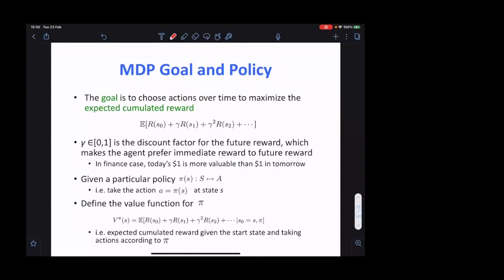So this is what I am trying to say. That's why the value function of a given state depends on the initial state, but also depends on pi itself.